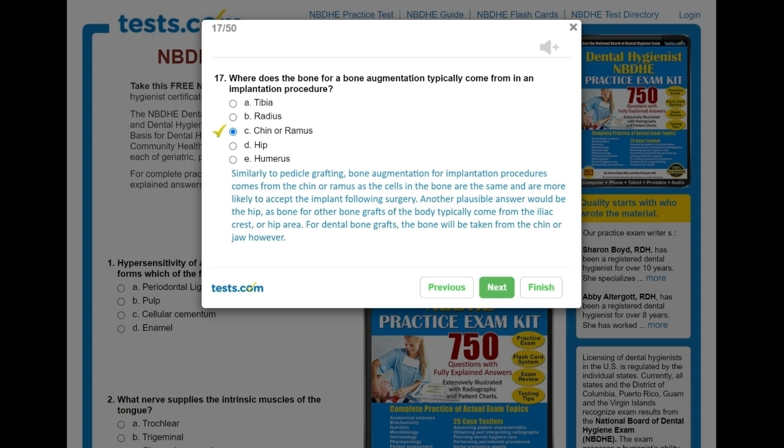Another plausible answer would be the hip, as bone for other bone grafts of the body typically come from the iliac crest, or hip area. For dental bone grafts, the bone will be taken from the chin or jaw, however.